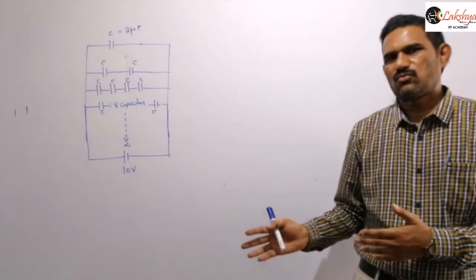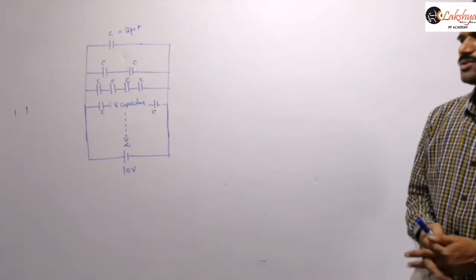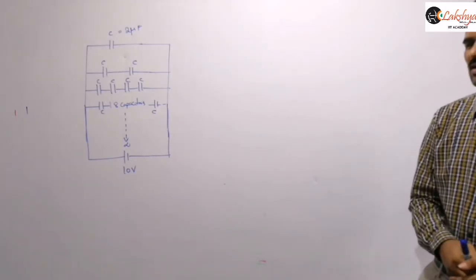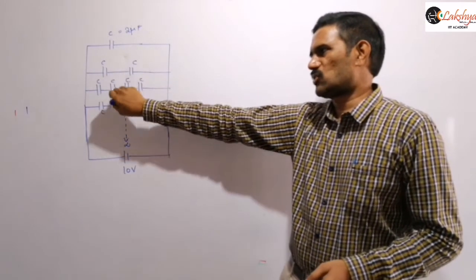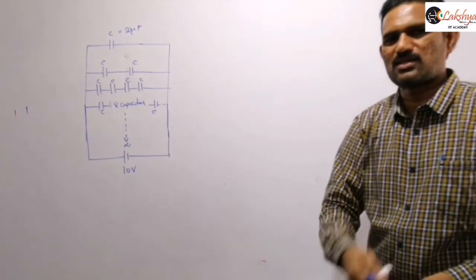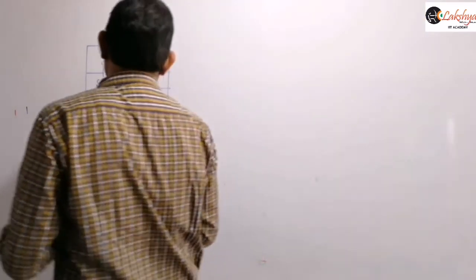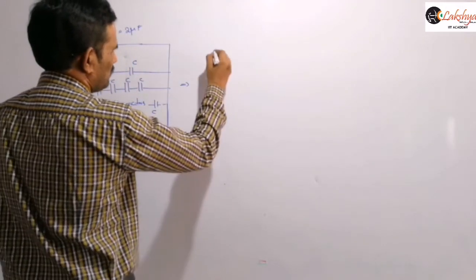That means now we need to calculate this effective capacitance. From that you can calculate the total charge drawn. In each row, initially 1 is there, next 2, 4, 8, 16, 32 and so on; the number is increasing like that. So what I am doing here is redrawing the circuit. Let us see this now.